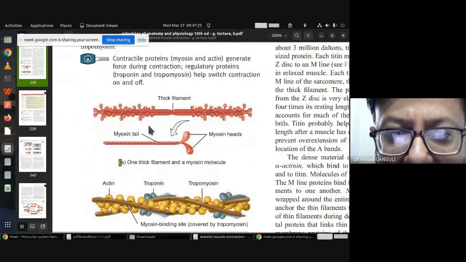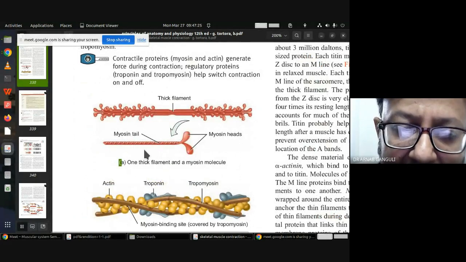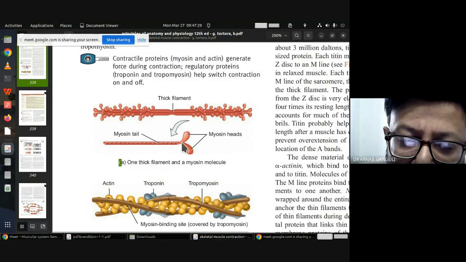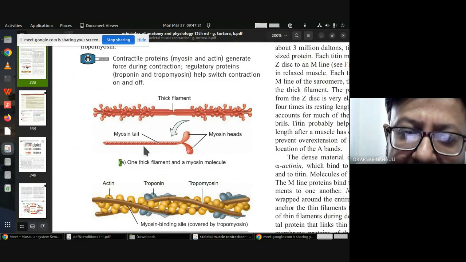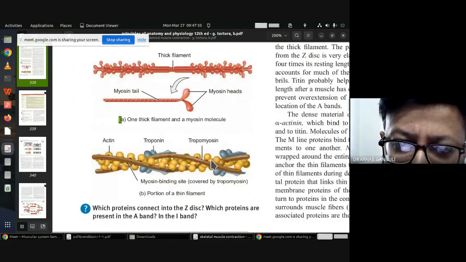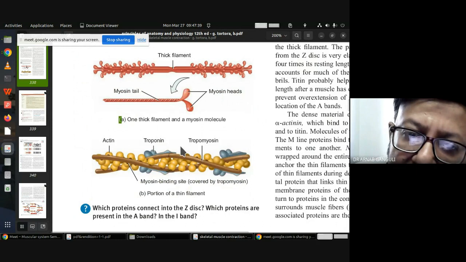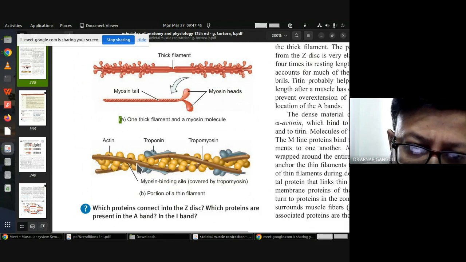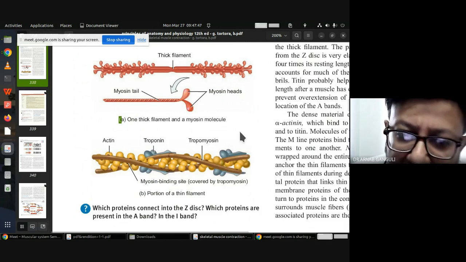So this is a thick filament. It is made up of a protein known as myosin. It has got a head and it has got a tail. And one thin filament has got this yellow actin fiber, which is attached to other molecules. One is troponin, the other is tropomyosin. Clear structure?